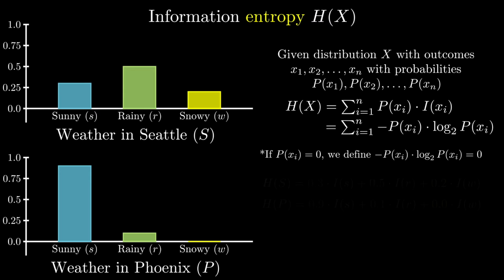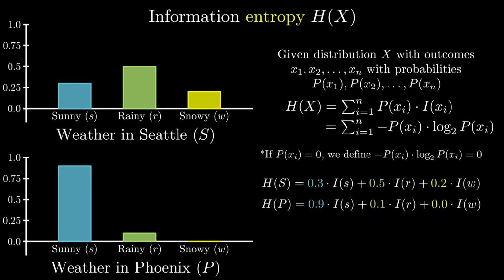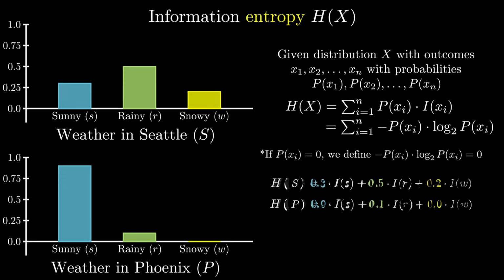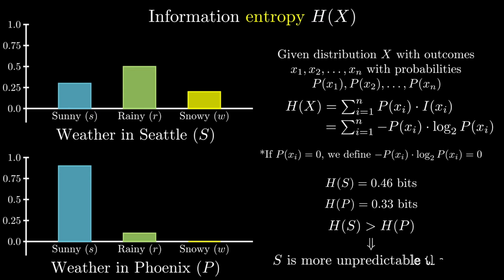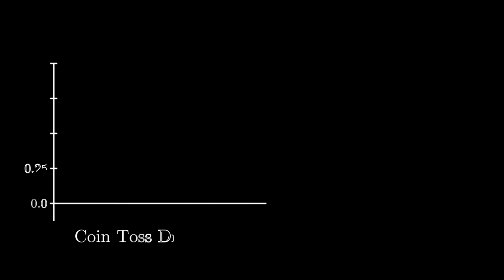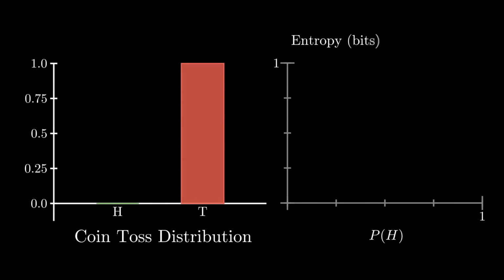Here are entropies for our weather distributions. A nice intuition on entropy is that the more unpredictable a distribution is, the higher the information entropy is for the distribution. You would expect the average person in Seattle to check the weather more often since it's harder to predict than the weather in Phoenix, so this matches the intuition. The best way to see this in action is by looking at the entropy of a distribution describing a biased coin.